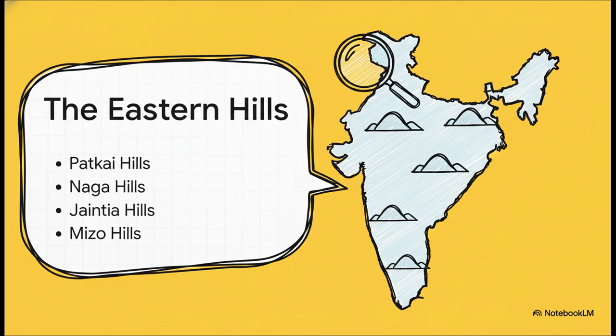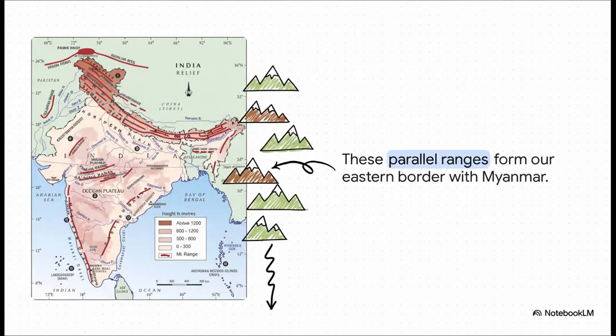Now, on India's far eastern border with Myanmar, there is a series of hills called the Purbanchal. The main ones you need to know for your exam are the Patkai, the Naga, the Jaintia, and the Mizo Hills. So let's go find them on the map. Notice how they are arranged from north to south, right along the border. Starting from the top, we have the Patkai Hills, followed by the Naga Hills, then the Jaintia Hills, and finally, down in the south, the Mizo Hills. It's a very clear step-by-step chain.